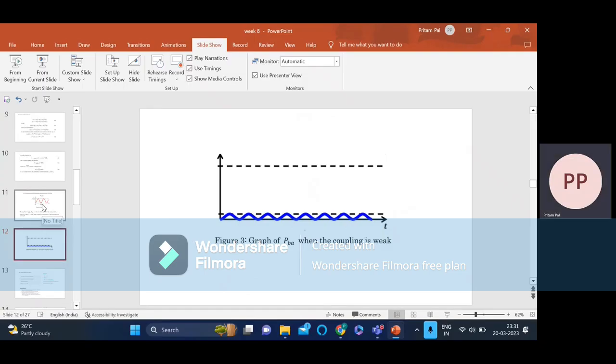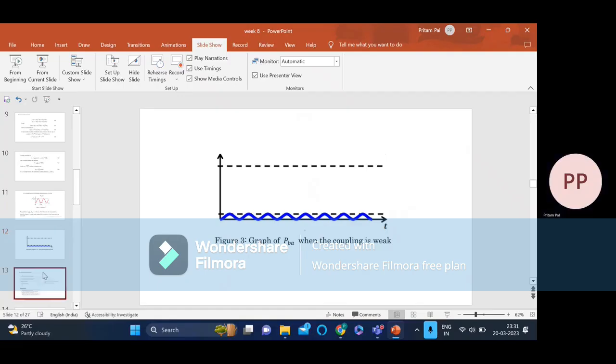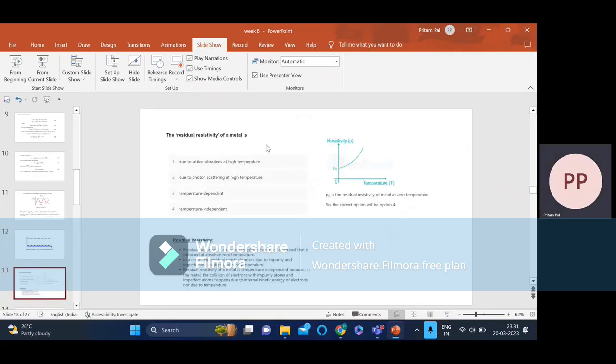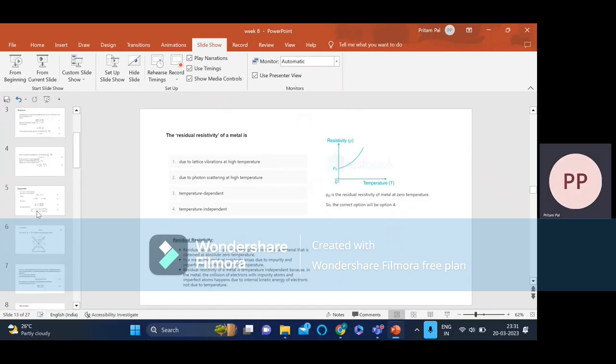Now I will discuss the residual resistivity of the metal. This portion I will discuss.